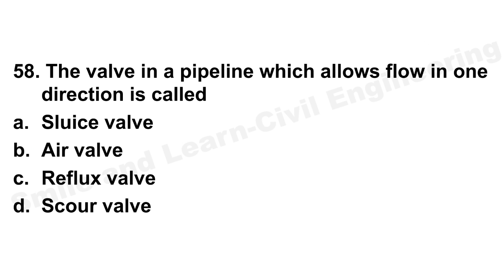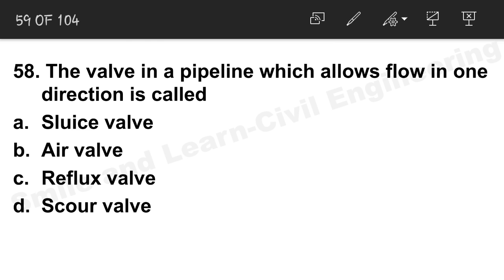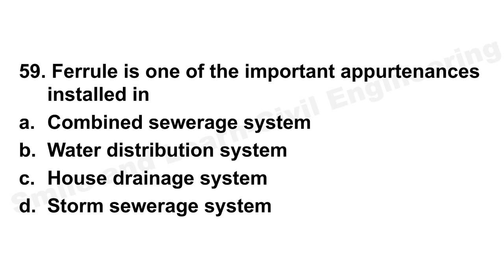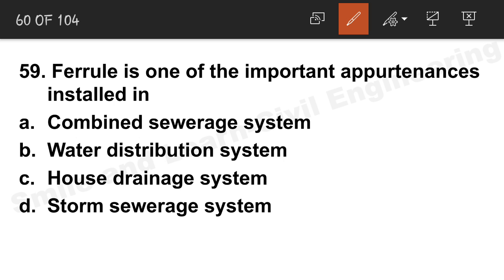Question number 58. The valve in a pipeline which allows flow in one direction only. So, it is a reflux valve. It allows the flow in one direction. It is also known as check valve. Okay. Question number 59. Ferrule is one of the important appurtenances installed in. Ferrule is installed in the water distribution system. You all know this answer.